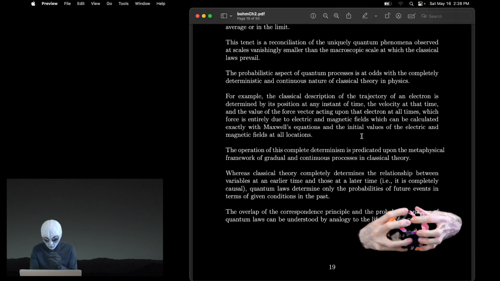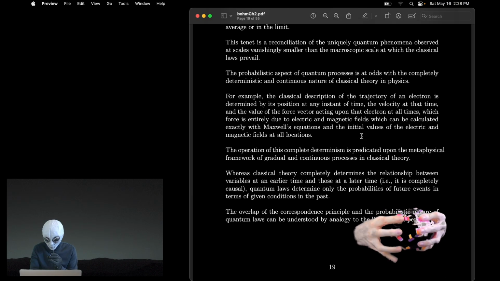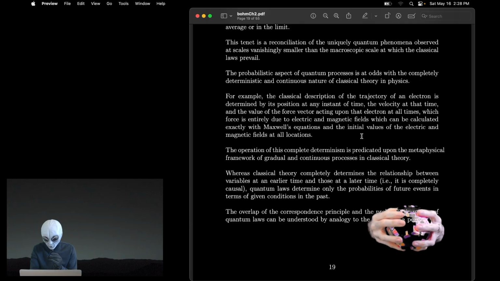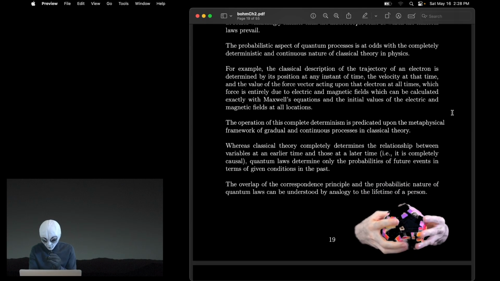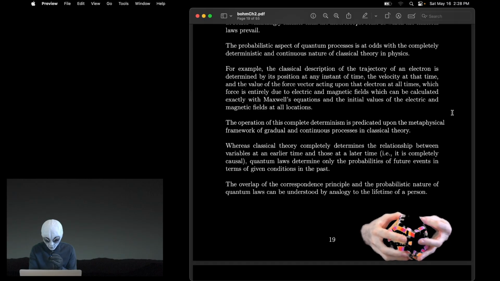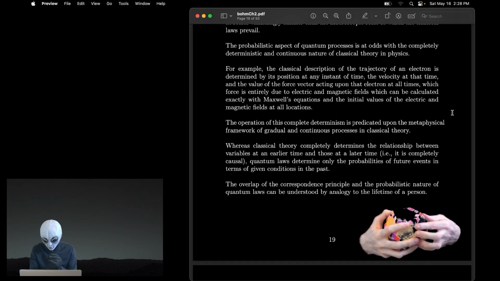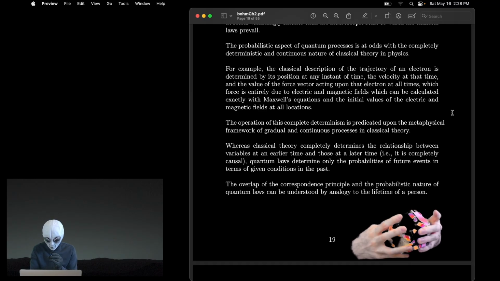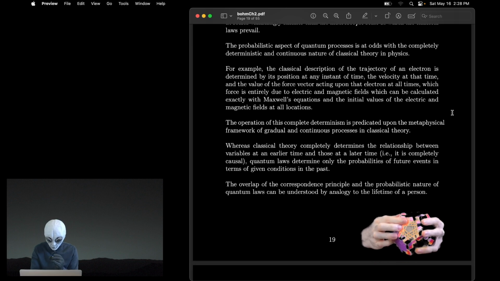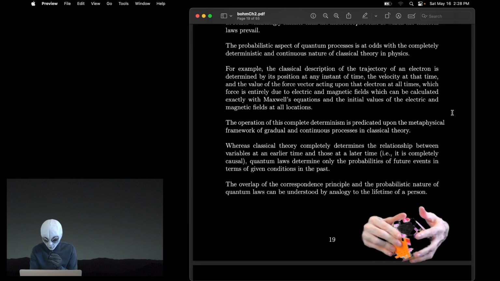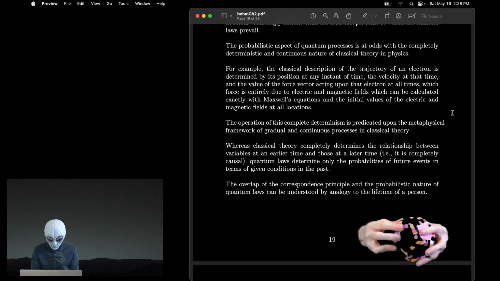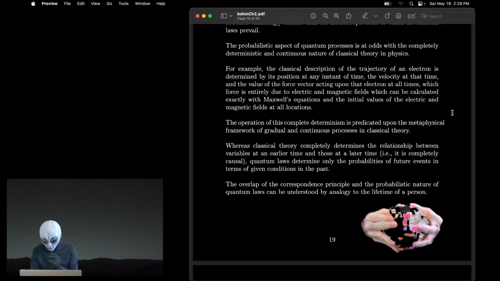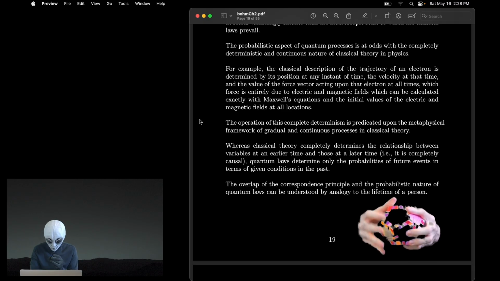The probabilistic aspect of quantum processes is at odds with the completely deterministic and continuous nature of classical theory in physics. For example, the classical description of the trajectory of an electron is determined by its position at any instant of time, the velocity at that time, and the value of the force vector acting upon that electron at all times, which force is entirely due to electric and magnetic fields which can be calculated exactly with Maxwell's equations, and the initial values of the electric and magnetic fields at all locations.